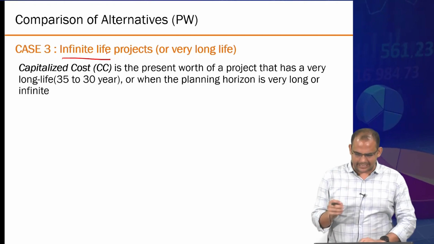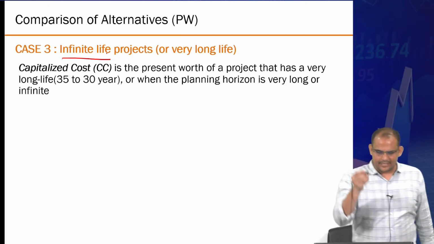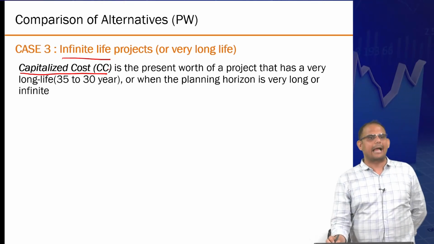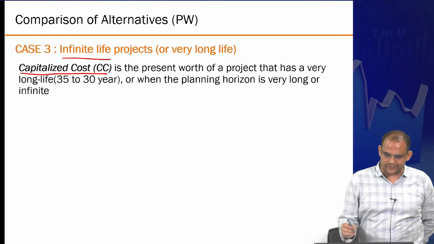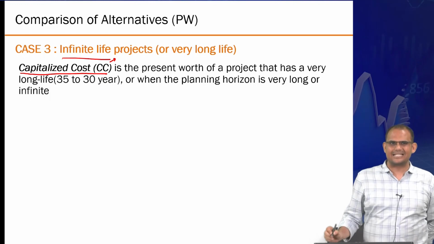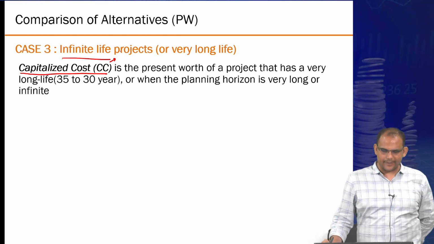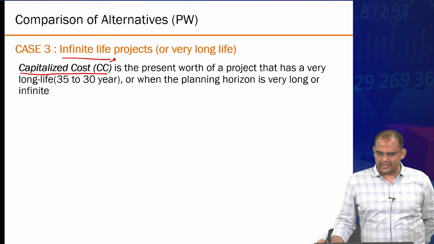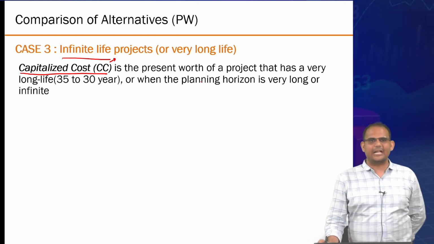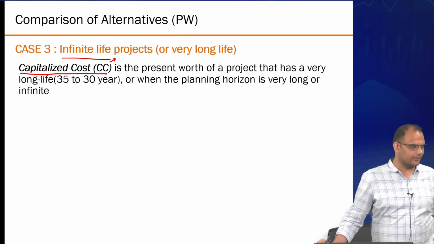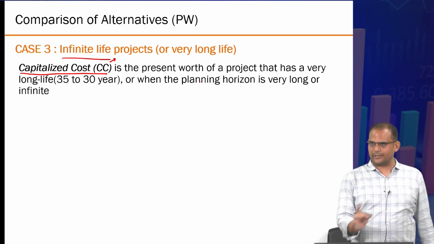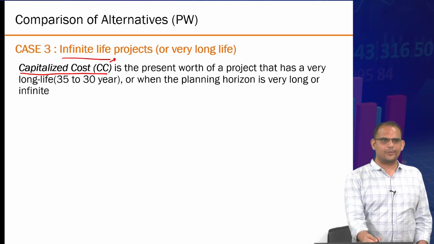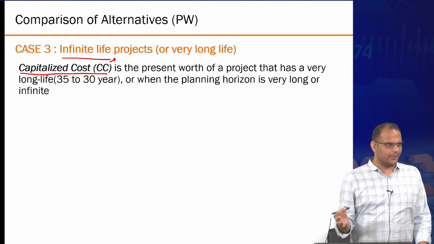Okay. But still, let me give you what exactly this is. So, there is a convention. This method uses something called a capitalized cost, which we denote using capital CC. This is the present worth of a project that has a very long life, or when the planning horizon is very long or typically infinite. In that case, instead of PW, it is represented using capitalized cost.